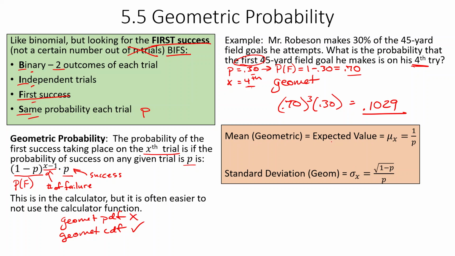All right, if we want to find the mean or the expected value, really it's more expected value here, it's 1 divided by P. If we want to find the standard deviation, it's the square root of the probability of failure, 1 minus P, divided by P. So the mean for this geometric, how many tries it will take me to make my first one, would be 1 divided by 0.30. And the standard deviation, if we did this over and over again, how many tries it would take me to get to my first success, would be the square root of 1 minus 0.30, over 0.30.